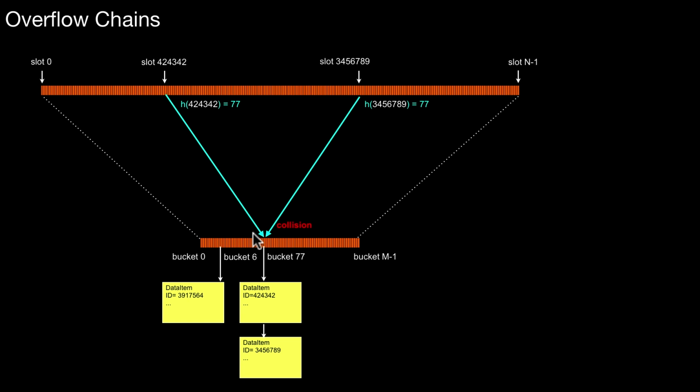Well, one possible way of handling that is to create chains, overflow chains, which means if there are multiple values that map to the same bucket, you just append them in a list. So here you don't have buckets pointing to individual items anymore. You have buckets pointing to lists of items. And then you should change your implementation accordingly to be able to handle that.